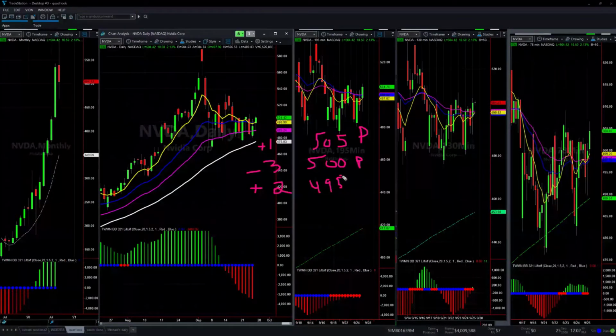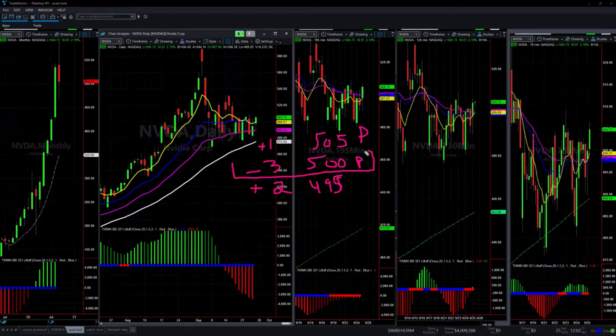Why do you do 1, 3, 2? Because you have to have balance. You can't have more shorts than longs, otherwise you'll be naked, which you don't want to be. So you've got 3 short puts right here, and a total of 3 long puts. It's actually a combination of 2 put credit spreads and a put debit spread.